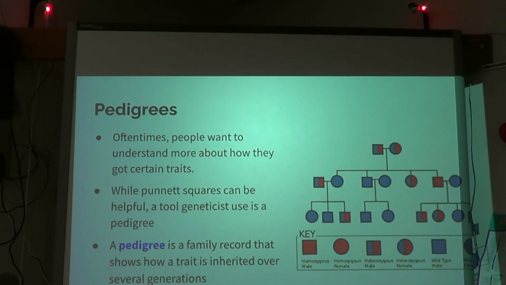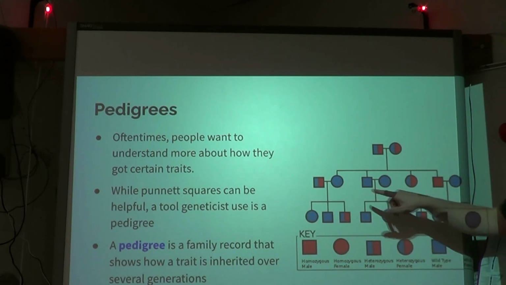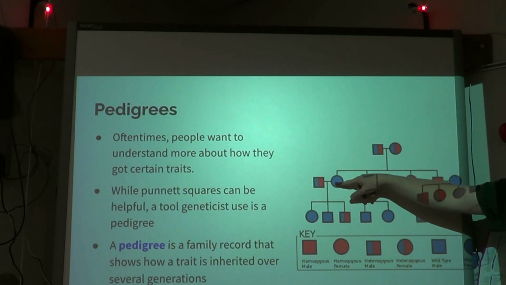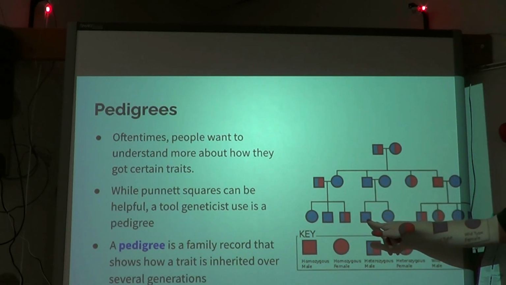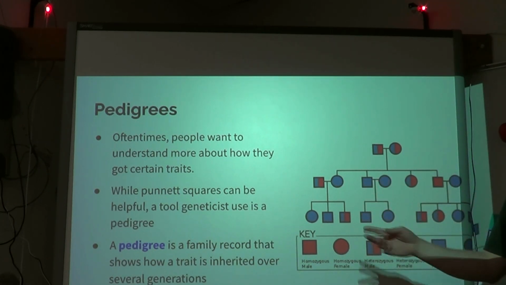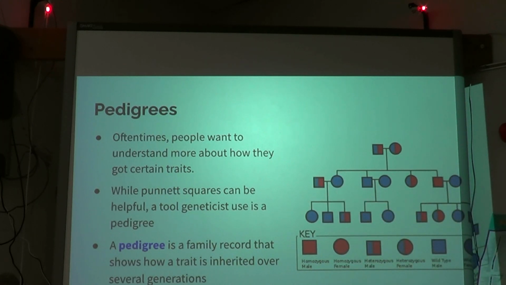It shows relationships. It doesn't show age, it shows generations. Because is it possible that this female be the same age as this male? Yeah, right? You could be the same age as your aunt or uncle. It's possible, right? Your grandparents would have had a kid at the same time that your parents had a kid. So this doesn't show age, it shows generations. And it's something to keep in mind.